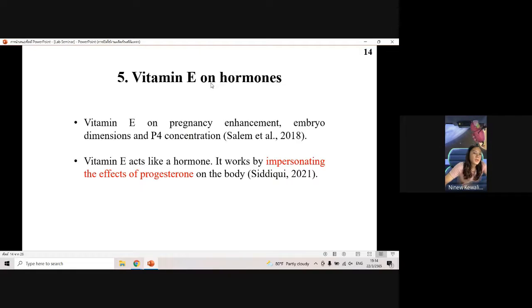And the vitamin E on hormones. Vitamin E on pregnancy enhancement, the embryo dimensions and P4 concentration. Vitamin E acts like a hormone, working by impersonating the effect of progesterone on the body.